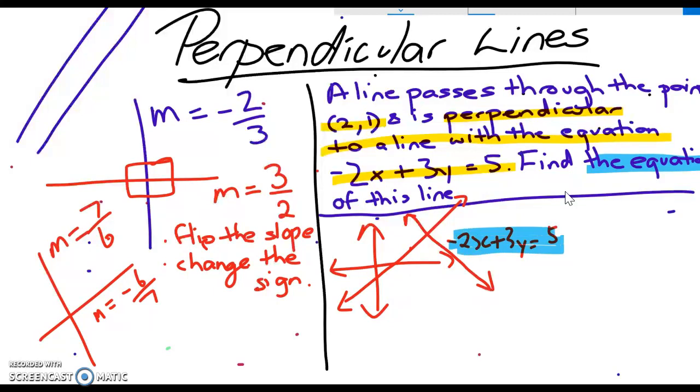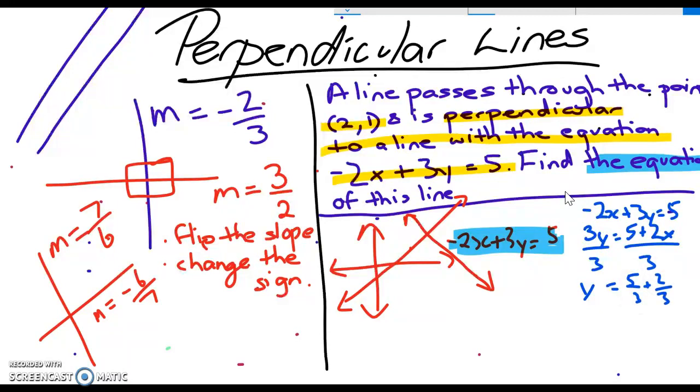So let's rearrange this one here. We've got -2x plus 3y equals 5. We want to get rid of the -2x, so we're going to add it. So we're going to get 3y equals 5 plus 2x. If I add 2x to this side, -2x plus 2x is 0, so I don't need to write it. Then I want to get rid of that 3, and I'm going to do that by dividing by 3. So I'll divide both sides by 3, and I'll write that as y equals 5/3 plus 2/3x.